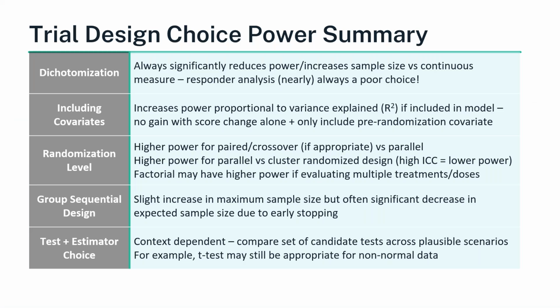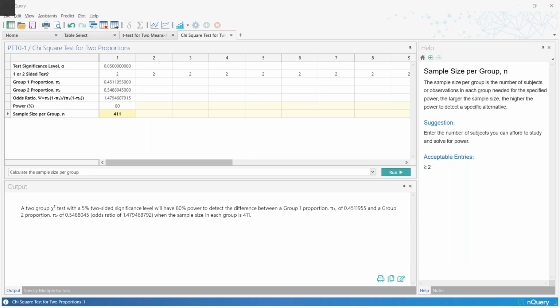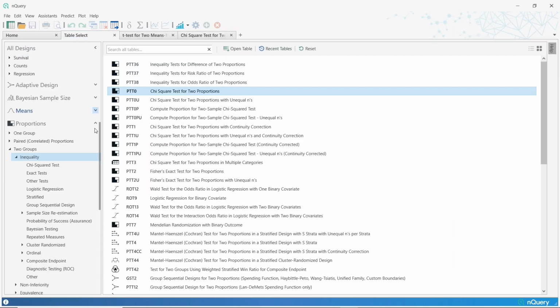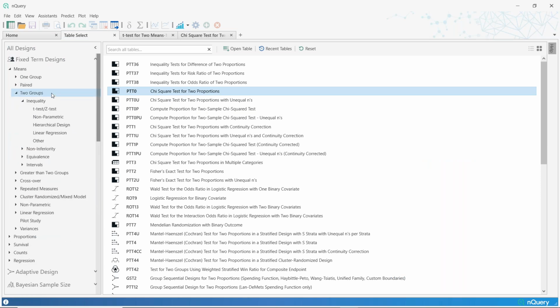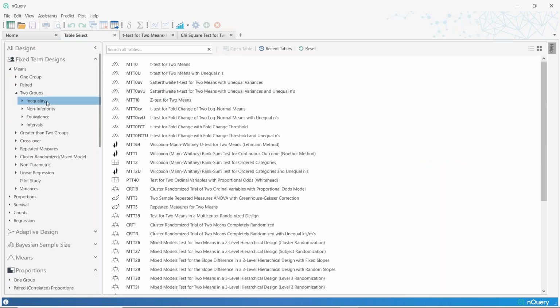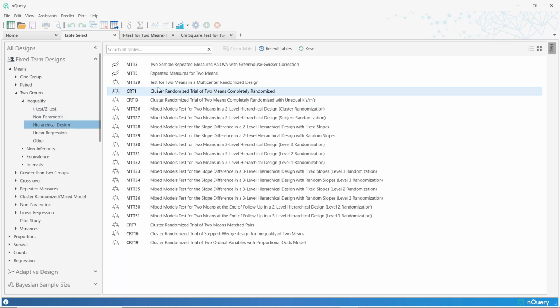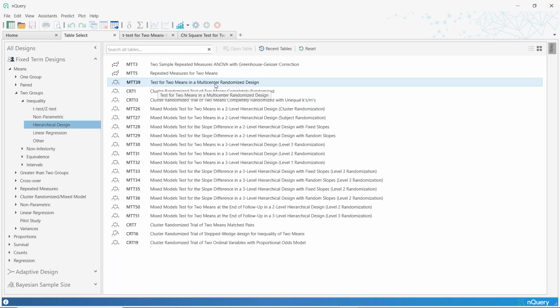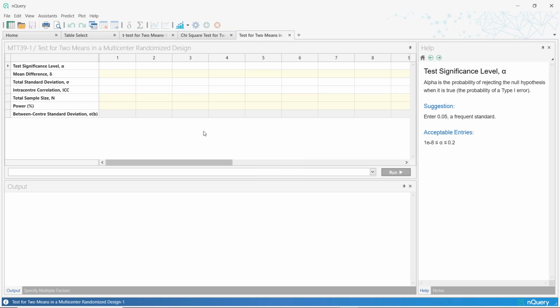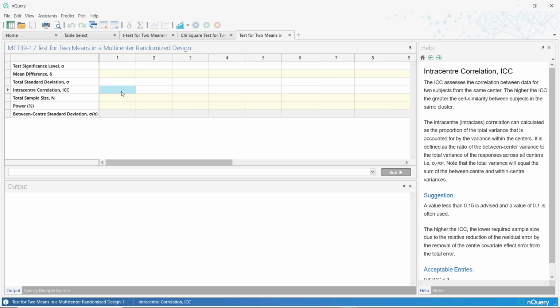In terms of covariates, we can do a similar thing here. If I go to covariates, back into the means case, go to the two groups and go to inequality, and then go to hierarchical design, you'll see there's an option called MT39, test for two means in a multi-center randomized design. This design allows you to include the effect of center. It's effectively equivalent to doing an ANCOVA analysis or a linear regression model where you include center in the actual trial. And ICC can also be shown for sample size purposes.